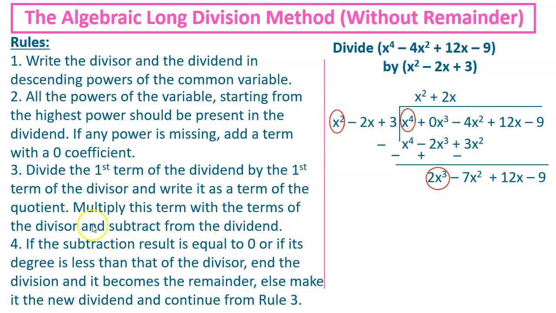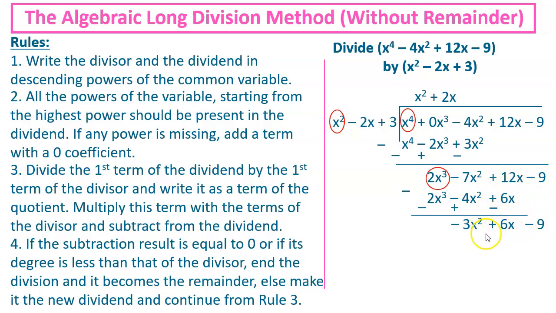Multiply this term with the terms of the divisor. So 2x times x squared is 2x to the power of 3. 2x times negative 2x is negative 4x squared. And 2x times 3 is 6x. Subtract from the dividend. So first of all, we change the signs of these terms, and 2x cubed minus 2x cubed cancel. That is equal to 0. Now minus 7x squared plus 4x squared is minus 3x squared. 12x minus 6x is plus 6x and minus 9.